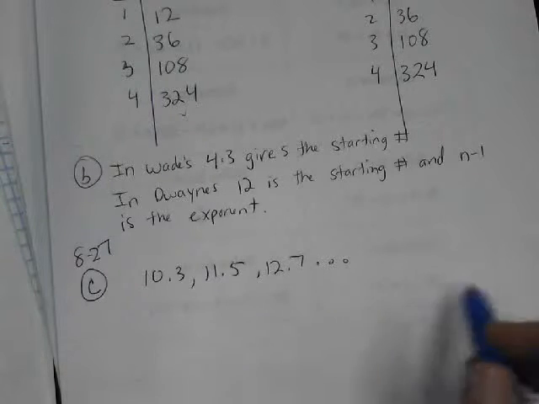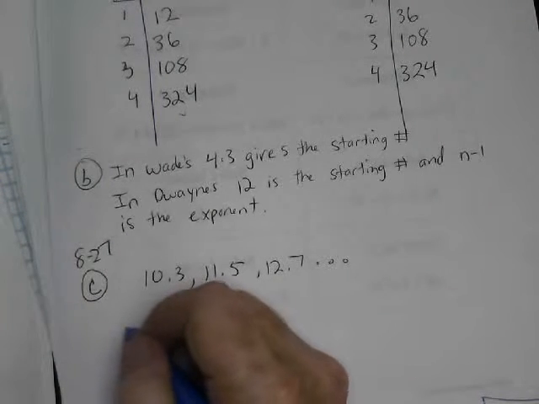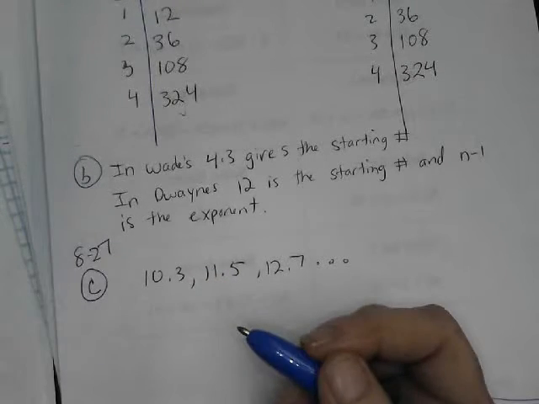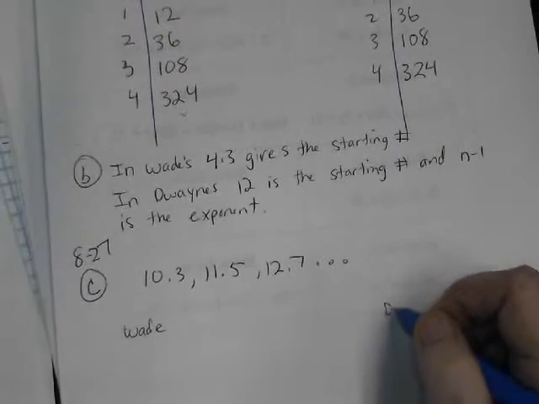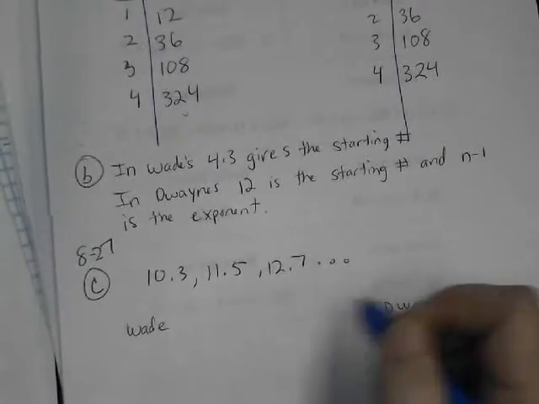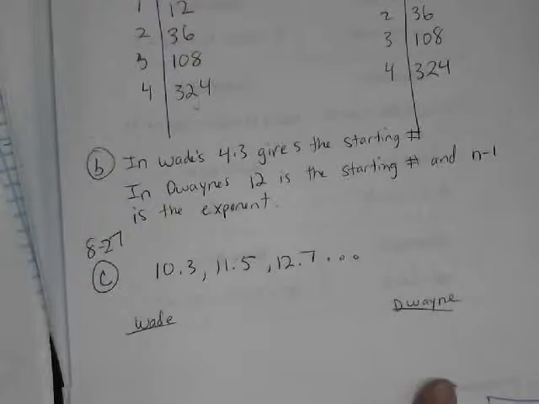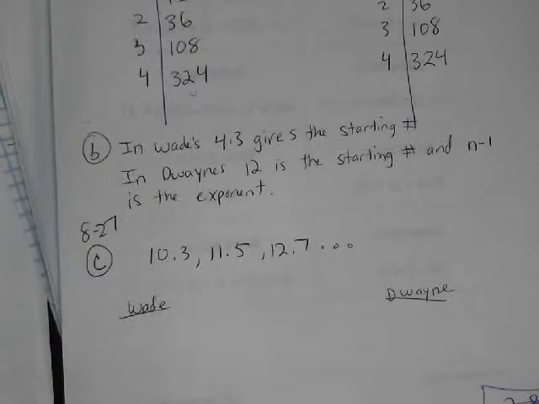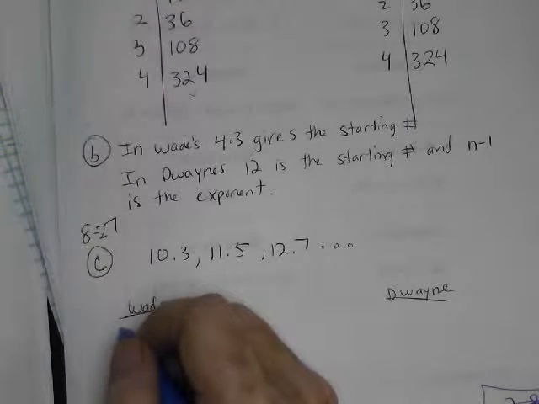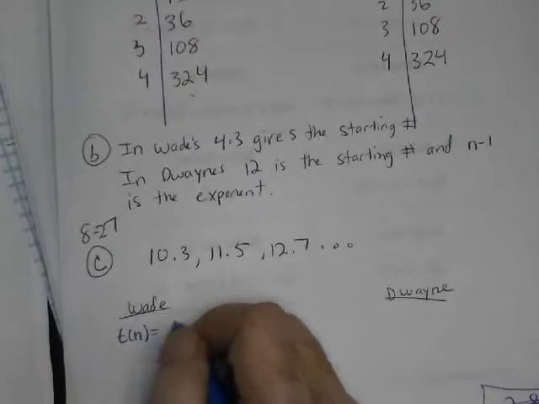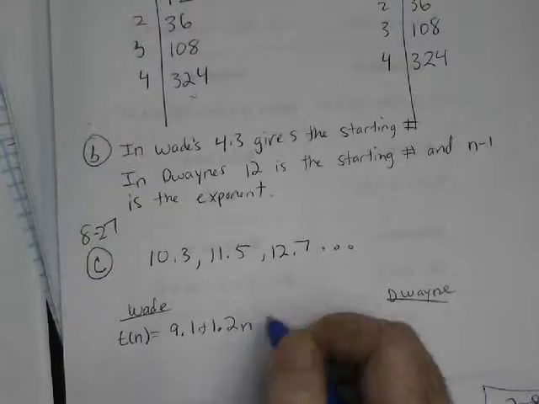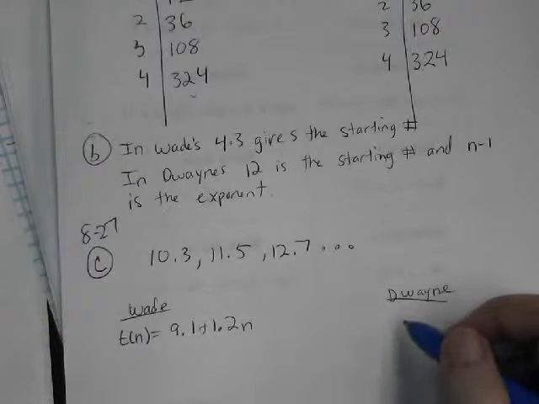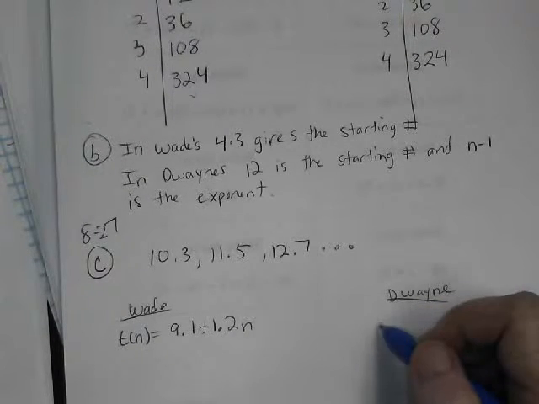Okay, so I think we're going to do the same thing again. We're going to have Wade and Dwayne, and we're going to have both their sequences. So this is super interesting to me. 9.1 plus 1.2n. I think that's arithmetic or something.